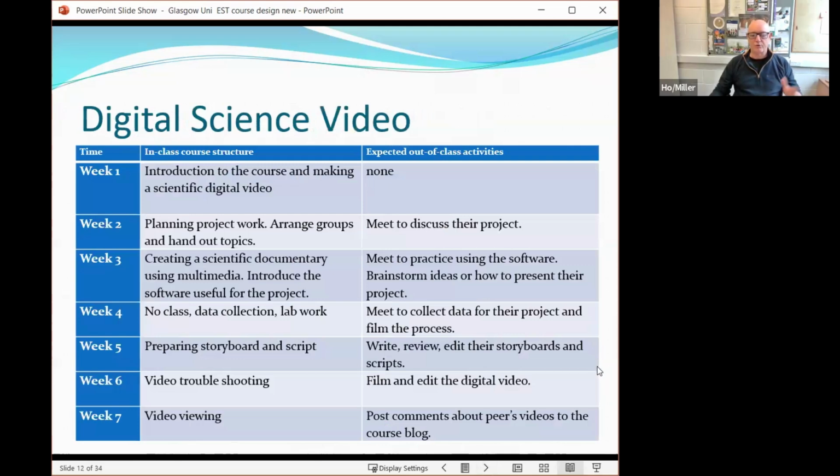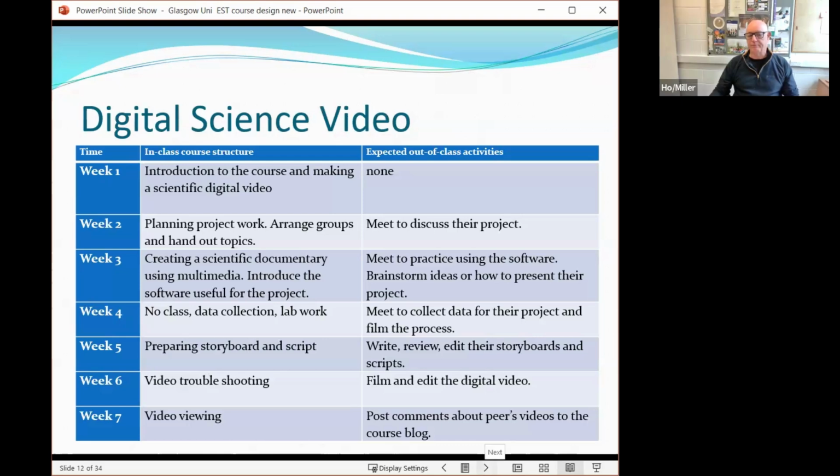I'm not going to go through this in detail, but this is the first part of the course. The course was 13 weeks. For the first 7 weeks, we focused on the video. And we gave this very clear structure to the students so that they knew exactly what they had to do each week. And they had a time frame to work from.